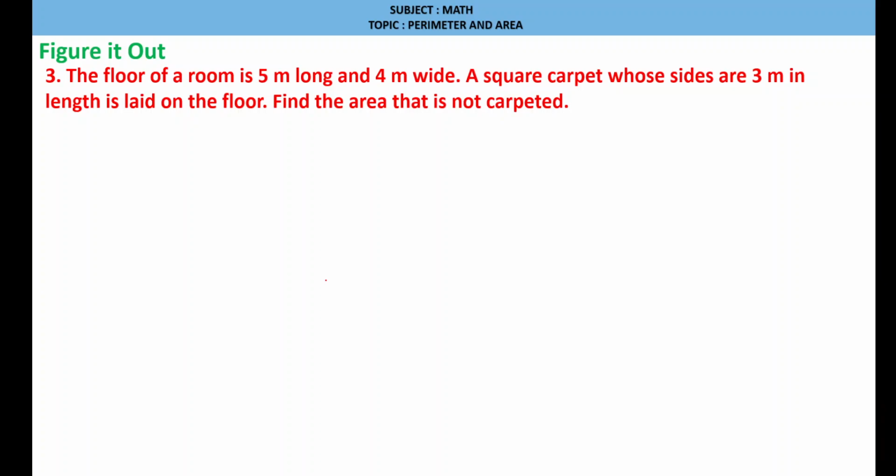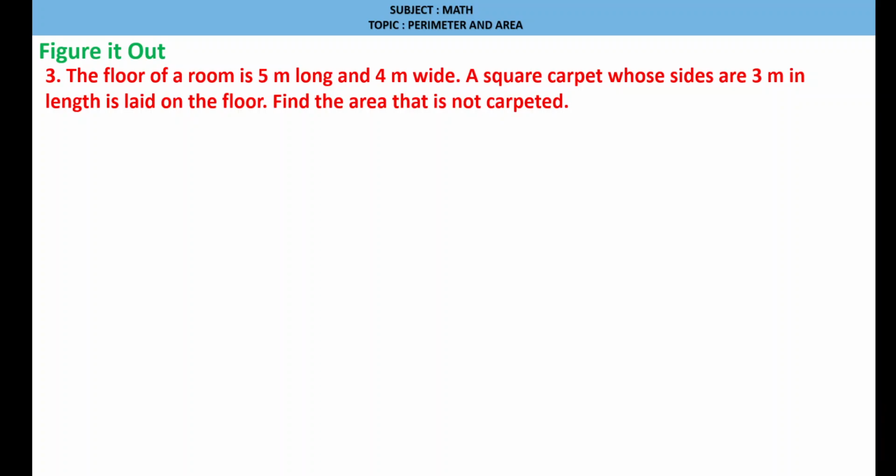Third question. The floor of a room is 5 meters long and 4 meters wide. A square carpet whose sides are 3 meters in length is laid on the floor. Find the area that is not carpeted. So we have a floor of dimensions 5 meters by 4 meters, and the carpet is of square shape, 3 meters by 3 meters.